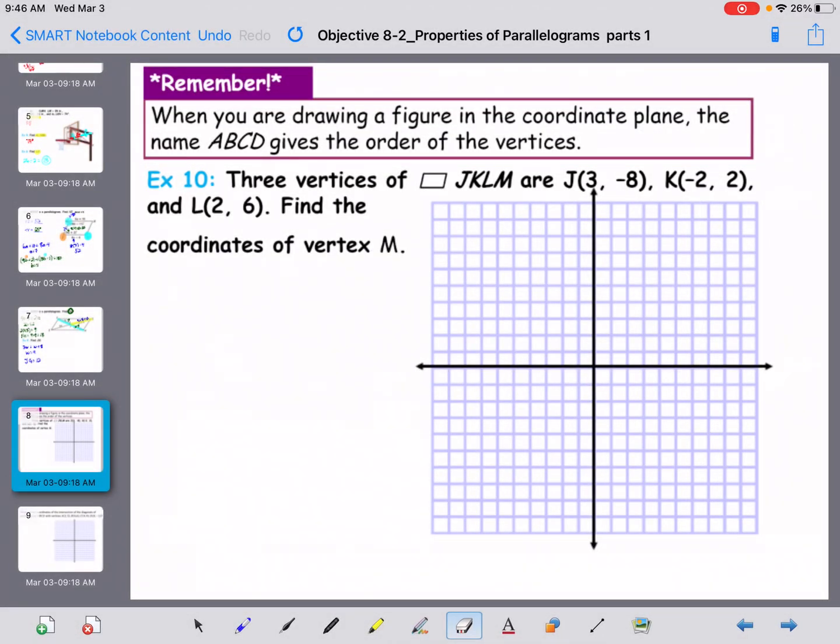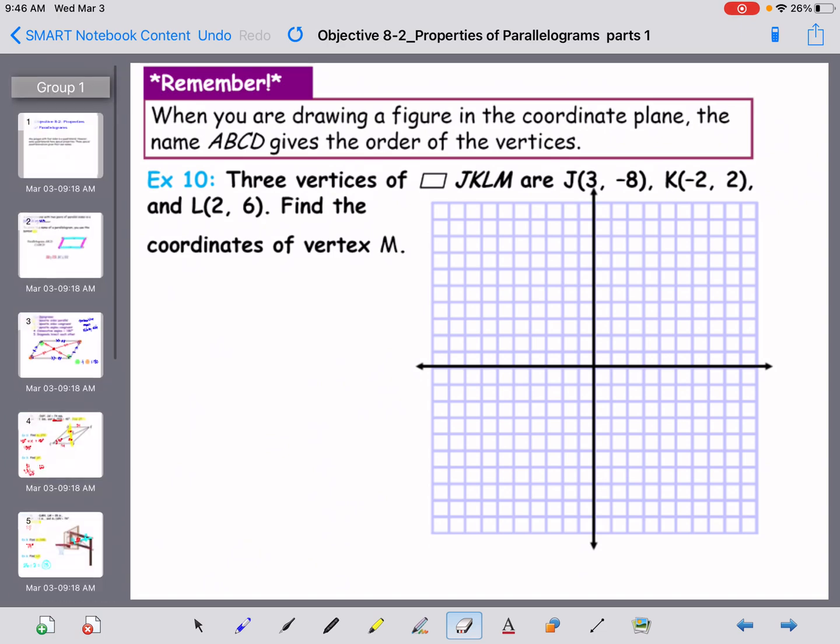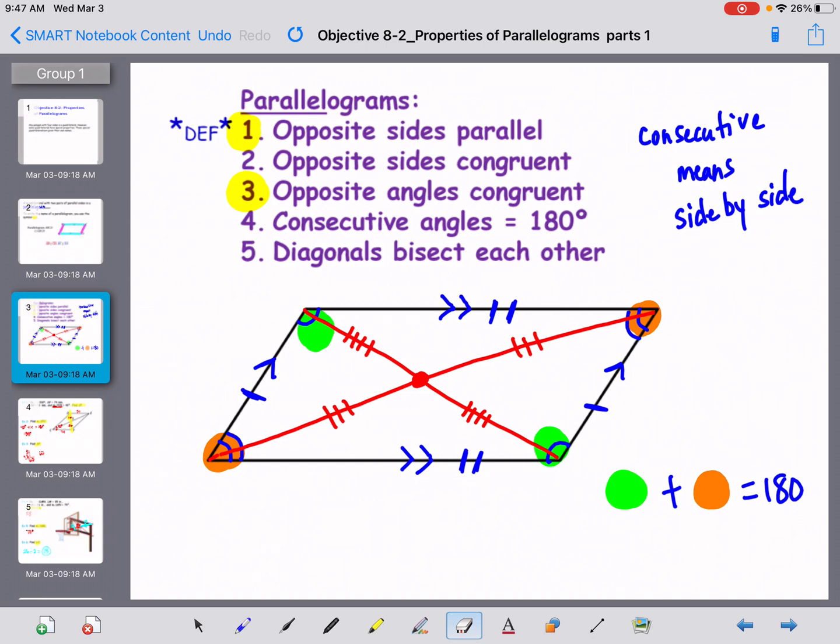All right, so yesterday we learned about parallelograms. We learned different properties of parallelograms. Let's review those super quick. The opposite sides are parallel and congruent. The opposite angles are congruent. Consecutive angles, which means the angles that are side by side, the orange one and the green one, you add those together and they would equal 180 degrees. And then number 5, the diagonals bisect each other.